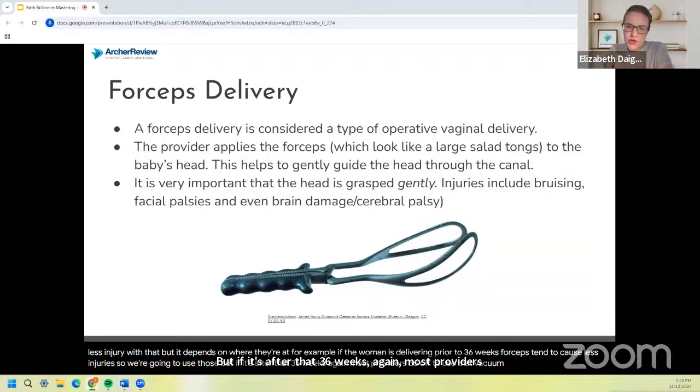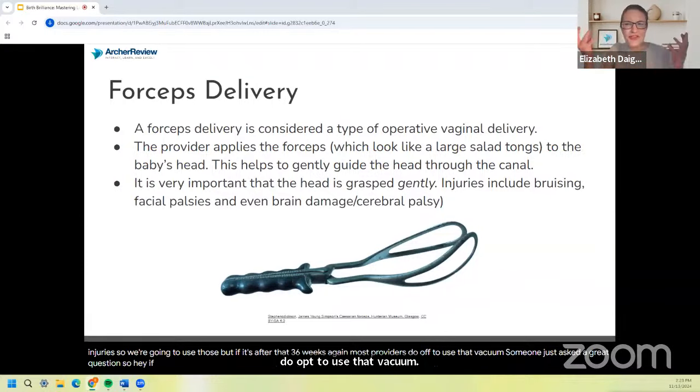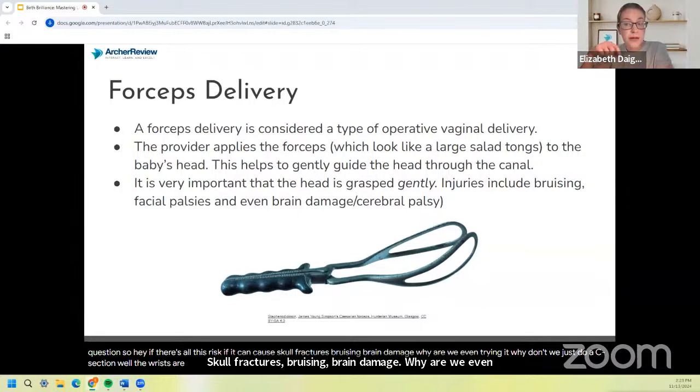Someone just asked a great question. If there's all this risk, if it can cause skull fractures, bruising, brain damage, why are we even trying it? Why don't we just do a C-section? Well, the risks are still probably less than C-section. We know with C-sections, they prolong hospital stays. There's greater risk for infections in both mother and baby. It decreases bonding time. There are all kinds of downsides to C-section. So we still want to try to do a vaginal delivery if possible, even if we have to use that assistive device. Very good question.